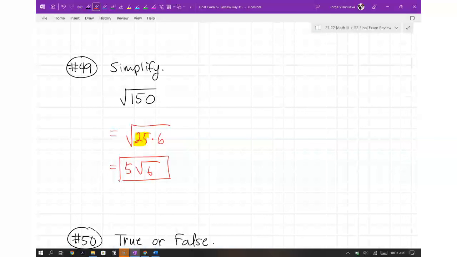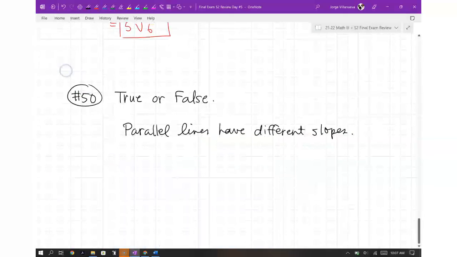And our final problem. Here we go. True or false? False. Parallel lines do not have different slopes. Parallel lines have the same slope. Okay, so this is false.